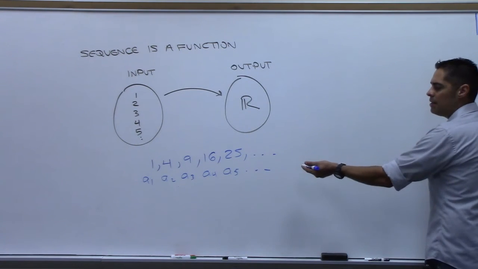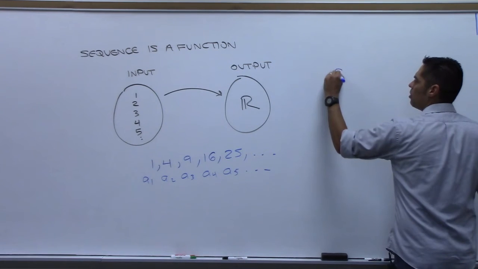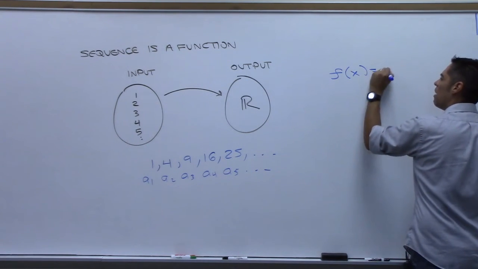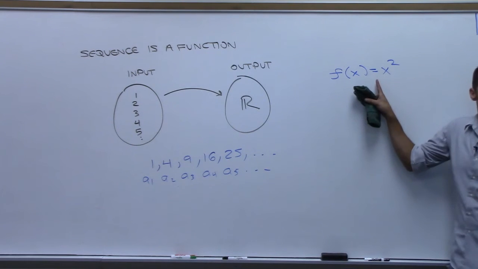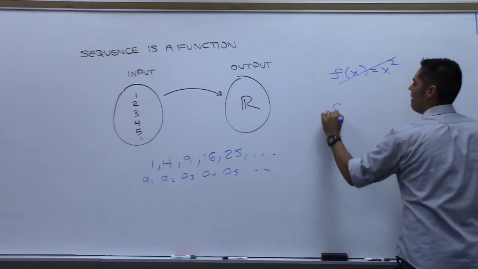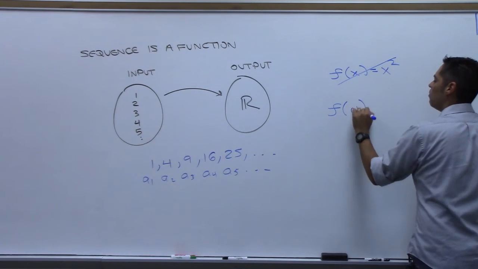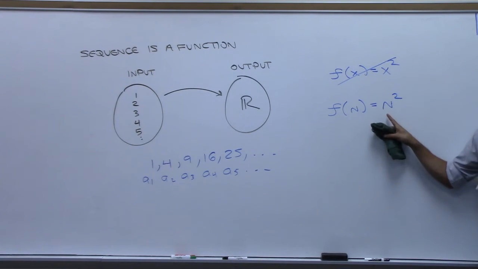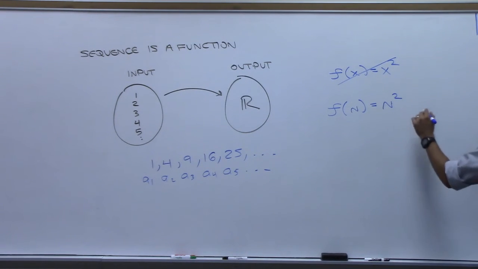So if I wanted to write this as a function, I could write f of x equals x squared, but then I need to somehow tell you not to plug in anything except 1, 2, 3, 4, 5, 6, 7. So how do I tell you that? Well, instead of using x, we'll use n, and we all understand and agree that n is a positive integer. So we could write that this way.